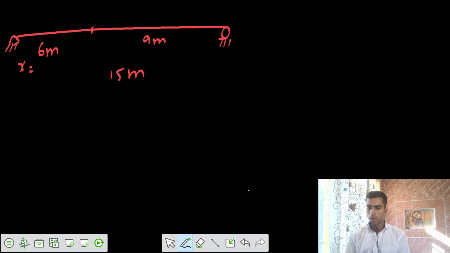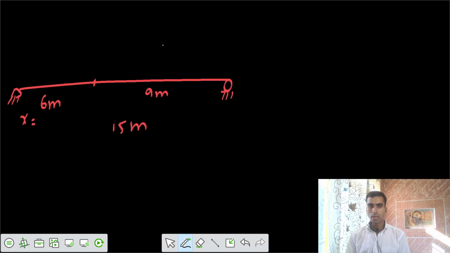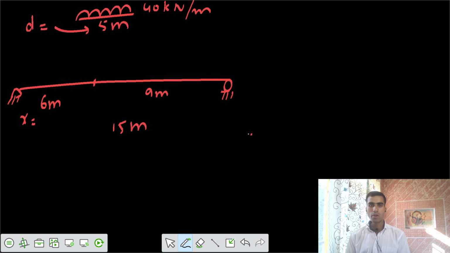Now, what is happening there? The UDL is there, but UDL length is small d, that is lesser than the span length. So UDL of 40 kilonewton per meter for the length of 5 meter only. That means D equals 5 meter.